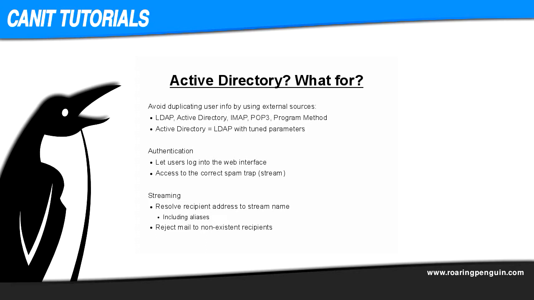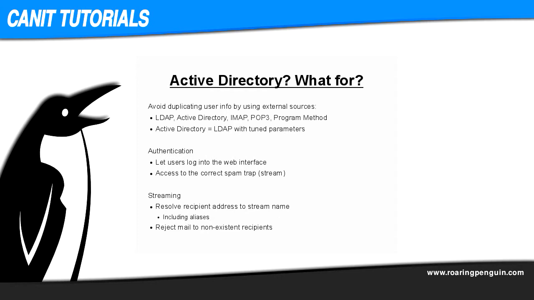Active Directory actually uses the Lightweight Directory Access Protocol, LDAP, with the attributes and parameters specifically tuned to work with Active Directory. The first benefit is that your users will be able to log into the CanIt web interface using their credentials from Active Directory. Once logged in, CanIt will give them access to the correct stream and set other variables which may become useful in the future. The next benefit is that we take the recipient addresses for incoming email and look them up in the Active Directory to figure out which stream, or spam trap, to use.